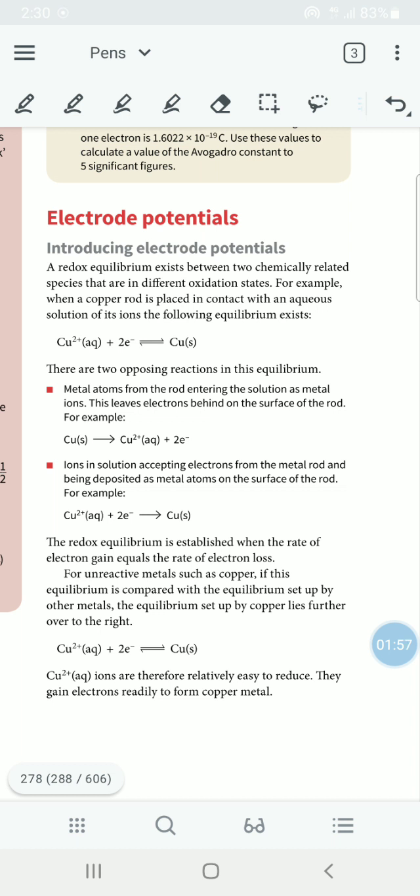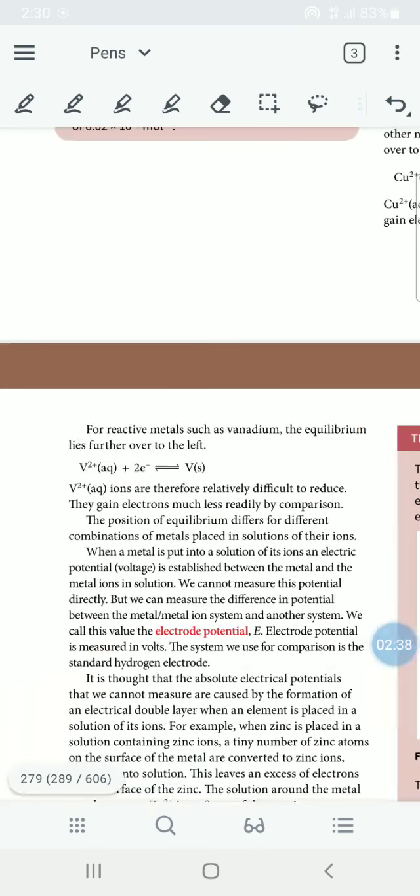Now, when you talk about copper, it is a rather unreactive metal, right? When you compare it with other metals, usually in copper, the equilibrium lies further to the right. Further to the right means there are more of copper. So copper ions are easy to reduce. They gain electrons readily to form copper metal, but copper is not very likely to become copper ions. So that is why reactivity is kind of low, right? So I hope you understand that.